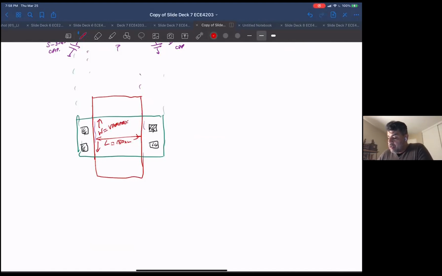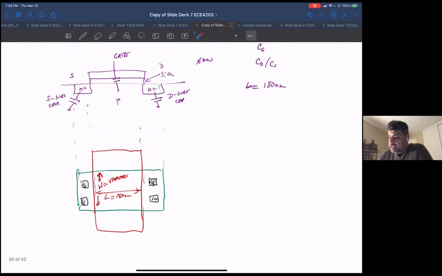So my capacitances are also going to change as a function of width, right? If I make the width longer, my gate capacitance is this. So if this gets bigger, I'm going to have a bigger gate capacitance, and my drain and source are going to increase in size as well. So we can also have an equivalent C sub G and an equivalent C sub D, C sub S.